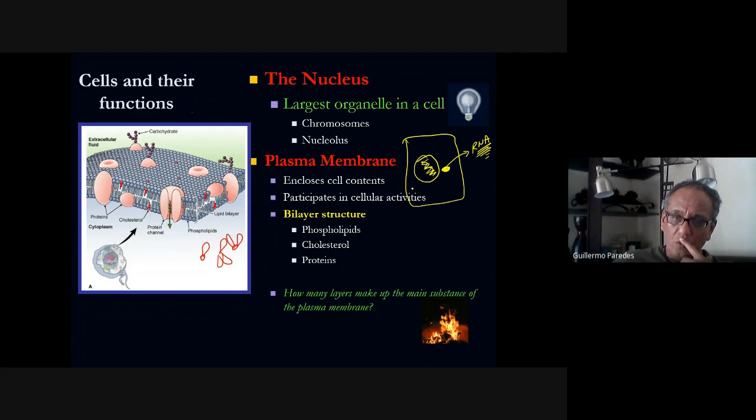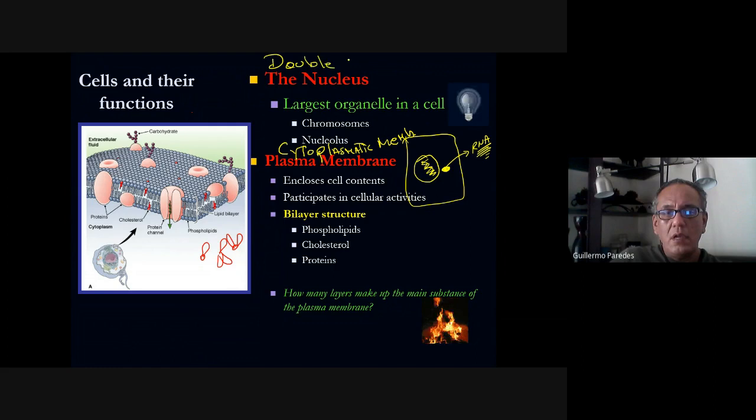All right. We have the plasmatic membrane. The plasmatic membrane is called the cytoplasmatic membrane as well. Sometimes it's called the double layer membrane. So double layer membrane or cytoplasmatic membrane or plasma membrane is the same, okay?